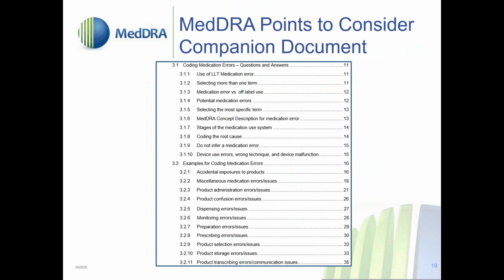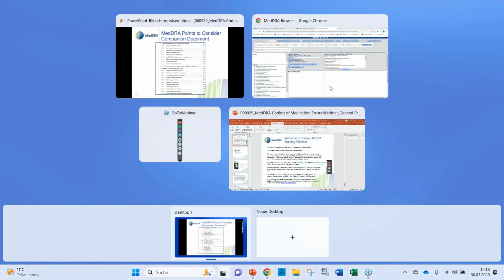So in the companion document, you'll find much more detailed explanations and instructions. I can only recommend taking a close look at these 25 pages. They are really very helpful to better understand the terminology and classification of such events, with many practical examples. Now let me show you where to find these documents.